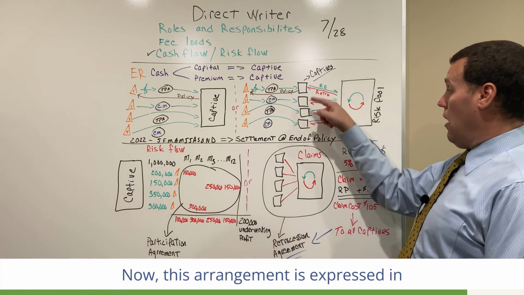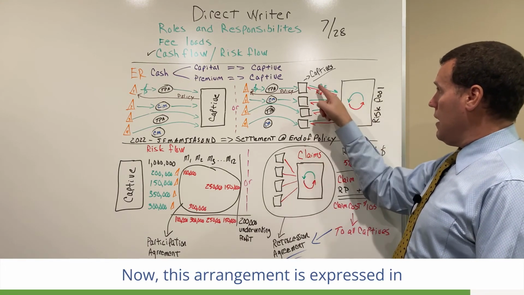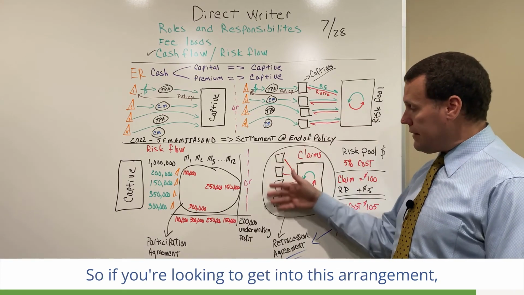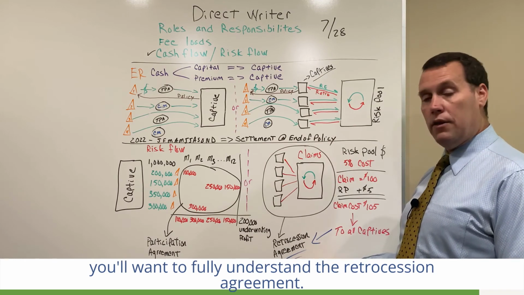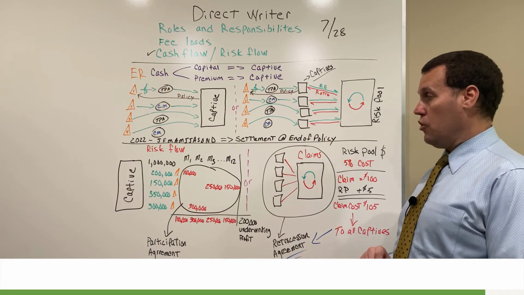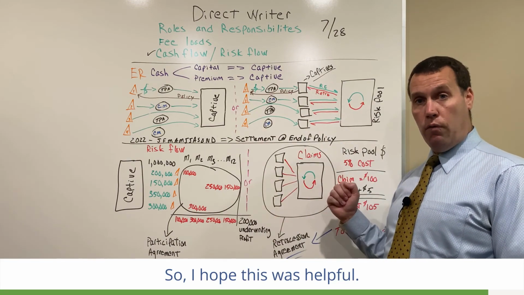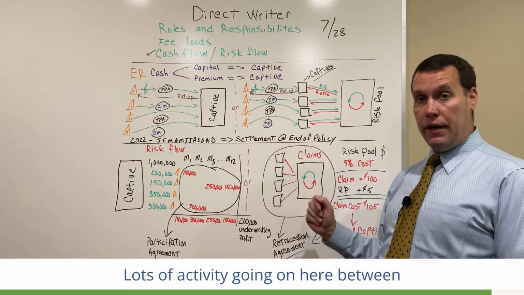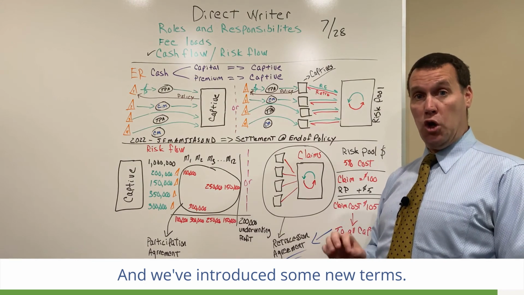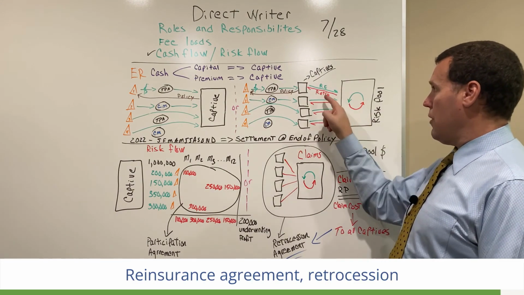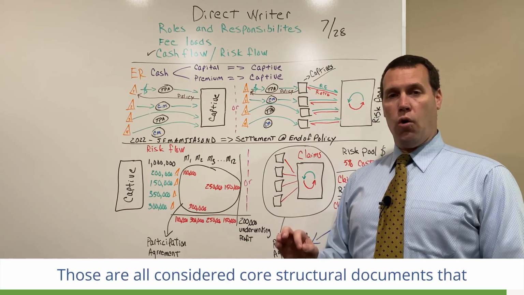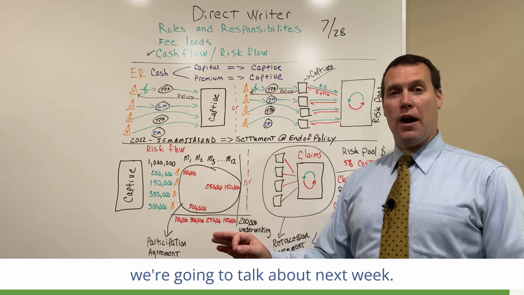Okay? Now, this arrangement is expressed in the reinsurance and the retrocession agreement. So if you're looking to get into this arrangement, you'll want to fully understand the retrocession agreement. Okay? So, I hope this was helpful. Lots of activity going on here between the fronted arrangement and the direct writer, and we've introduced some new terms. Reinsurance agreement, retrocession agreement, participation agreement, those are all considered core structural documents that we're going to talk about next week.